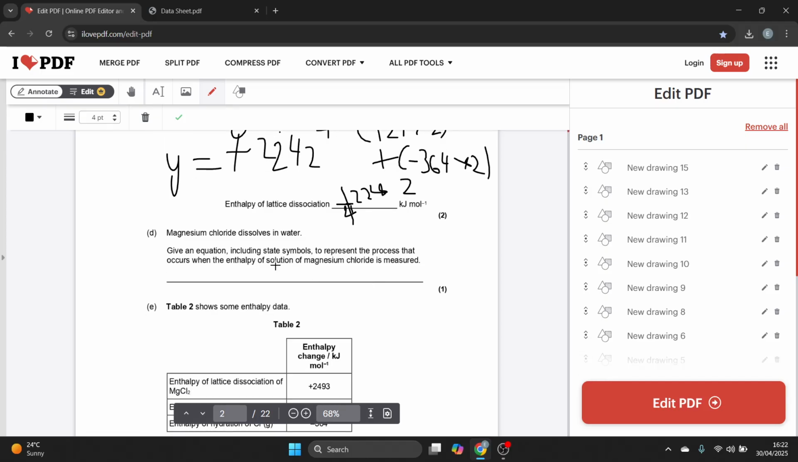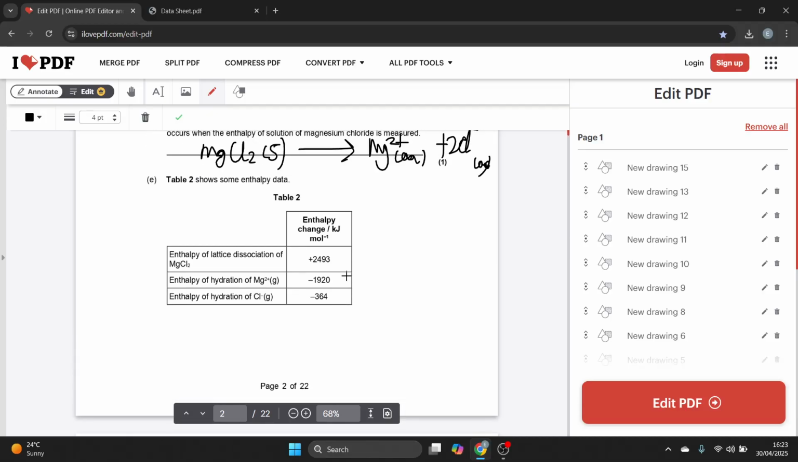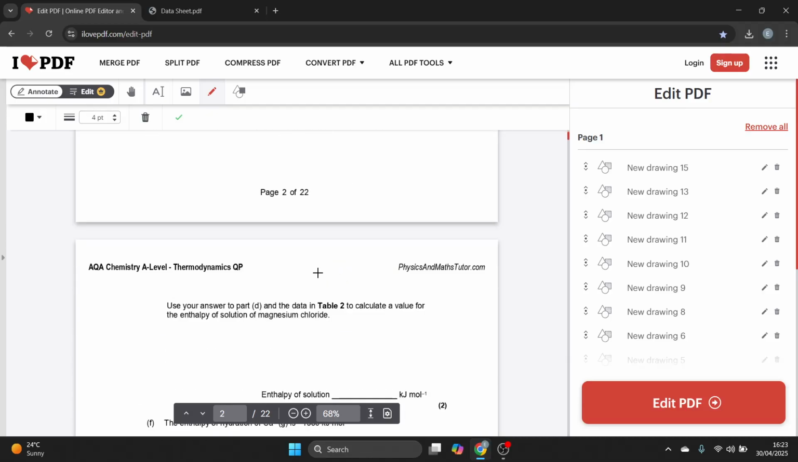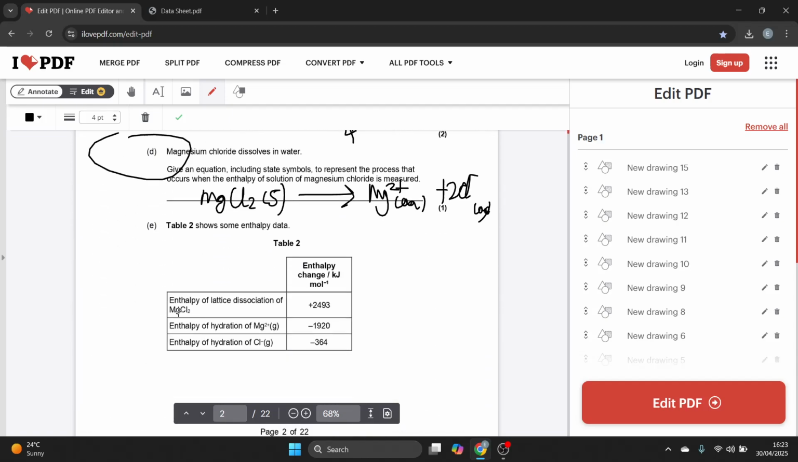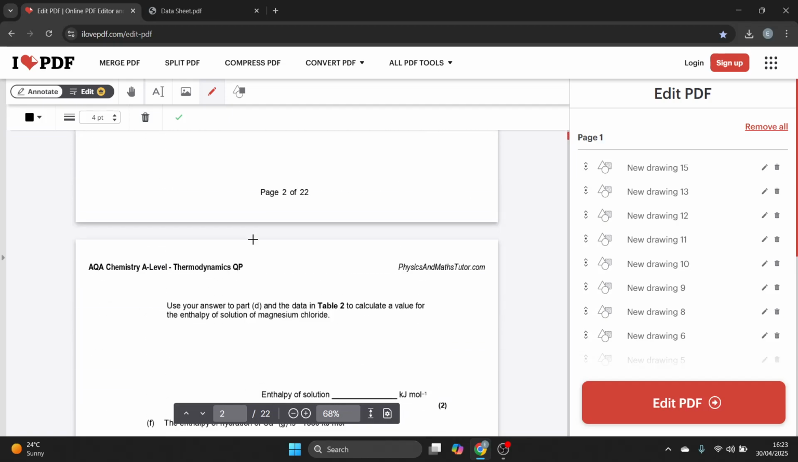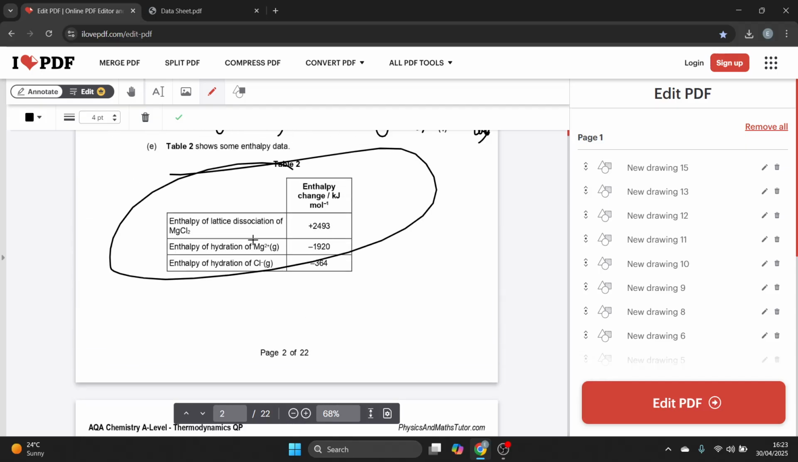Given the equation, include state symbols to represent the process that occurs when the enthalpy of solution is measured. So I'm going to go for magnesium chloride, which is a solid, to its ions, because it's in solution now. Mg2+ aqueous plus 2Cl- aqueous. Part E, use your answer to part D and data in table 2, to calculate a value for the enthalpy of solution of magnesium chloride.